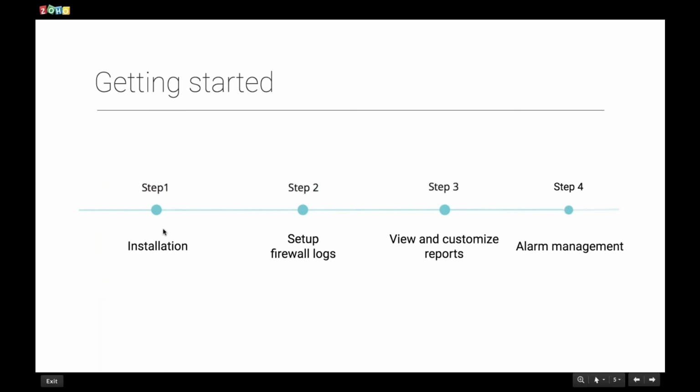In short, we first need to install Firewall Analyzer and fetch syslogs from the firewall. Once syslogs are fetched, Firewall Analyzer starts to generate reports, and then alarms can be set for various triggers.